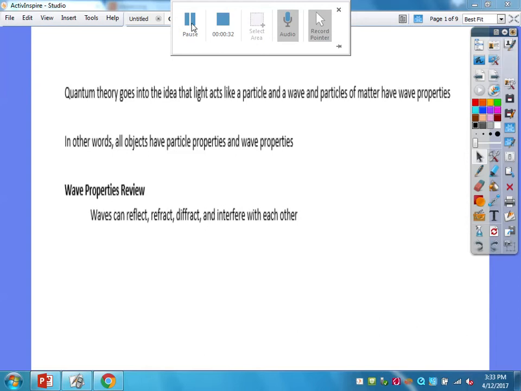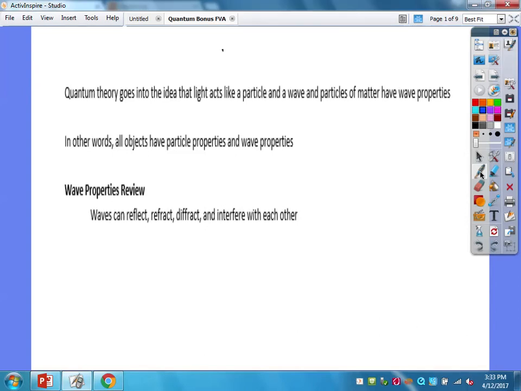So the idea of quantum theory that came up is basically the idea that light itself has both particle and wave properties. It acts like a particle and a wave, and vice versa. Matter also has particle and wave properties. This duality is what we usually call it. In other words, all objects, including light, which is obviously not matter, have both particle and wave properties, and that's what we're going to try to break down.